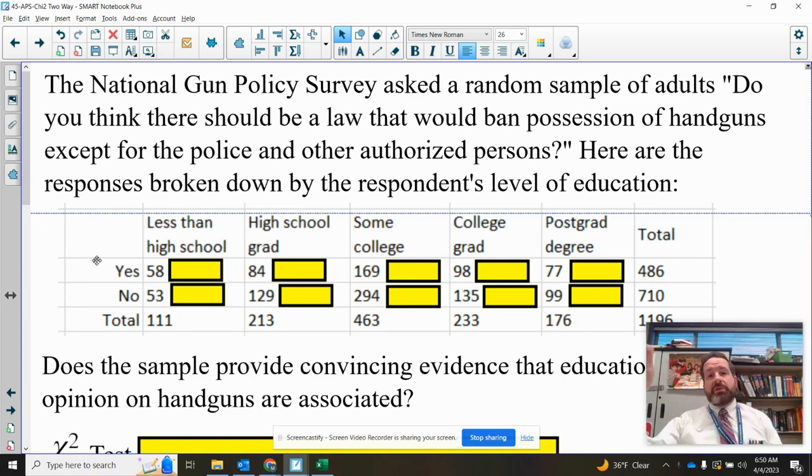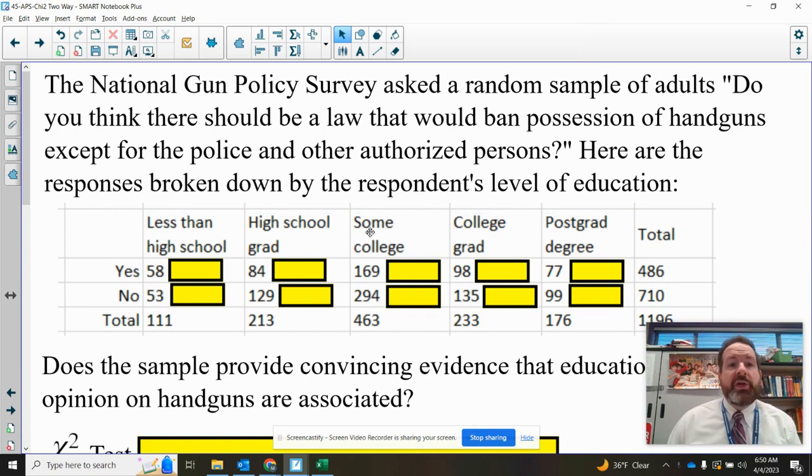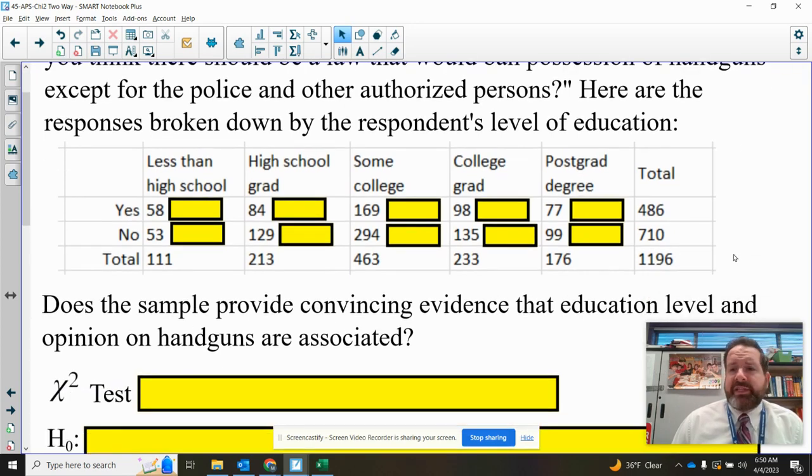But in the course of doing the survey, we also asked other questions, one of which was, what's your level of education? This is actually pretty common in polling. So the results are broken down by the response to the question, but also then by the level of education. Do we have significant evidence that education level and opinion on handguns are associated?